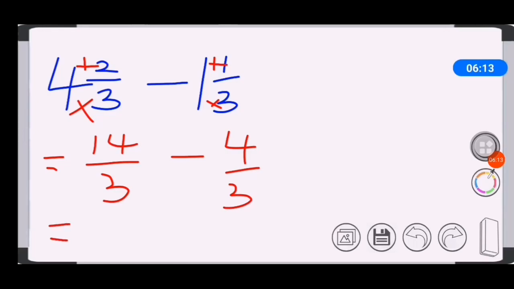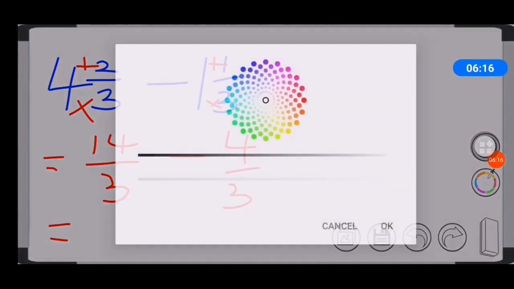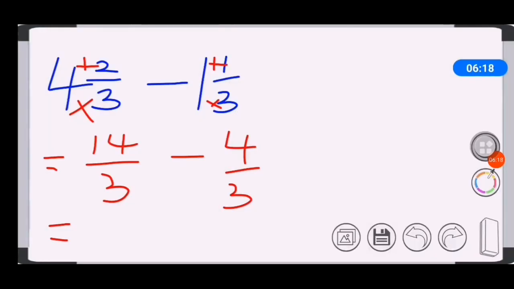Now we continue. You check your denominators. Are they the same? If they are the same, then you operate on the numerators. If they are not the same, you look for a common denominator. In this case, our denominators are the same, 3, 3. So we don't work on the denominators. We choose only one of them. So we only need one denominator, 3.